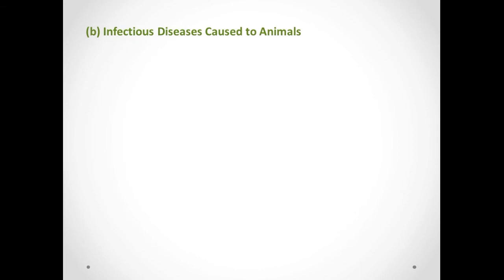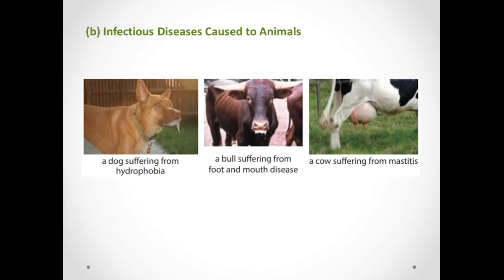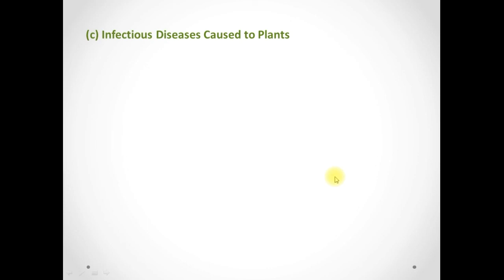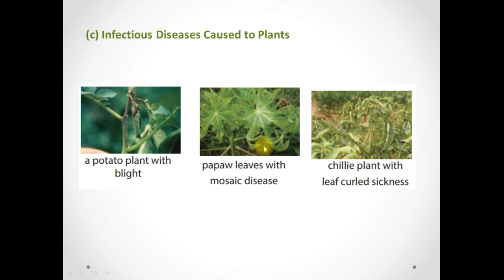Infectious diseases caused to animals. Animals get infectious diseases due to these microorganisms, such as hydrophobia, a bull suffering from foot and mouth disease, and cow suffering from mastitis. Then, infectious diseases caused to plants. Plants too get infectious diseases due to microorganisms, such as potato blight, papaya leaves with mosaic disease, and chili plant with leaf curl disease.